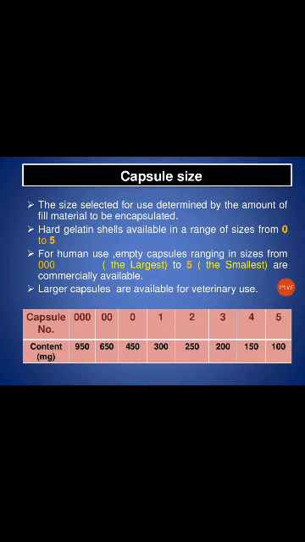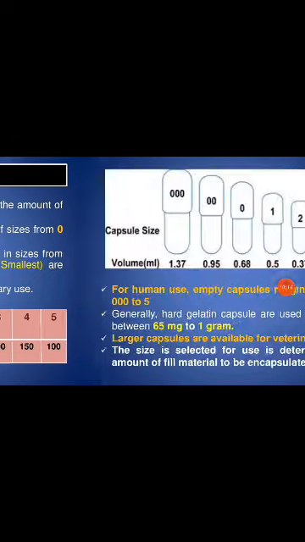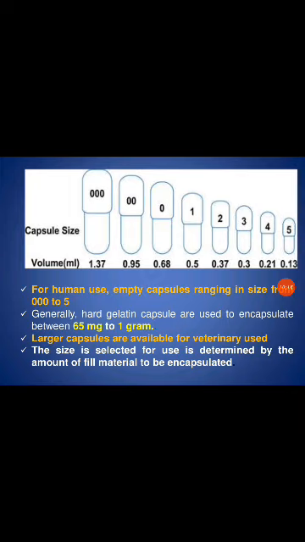So this is about the various sizes. You have different sizes ranging from 5 to 1, then to 0, 00 and 000 sizes are available. Please note down the capacity. The largest sizes being 000 and 00, which are not used for human purposes, and the smallest size is capsule size 5, which can be filled with a volume of 100 milligram. So please go through the various capacities.